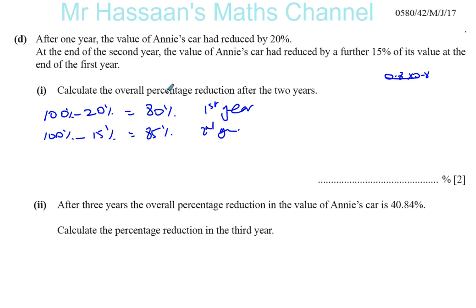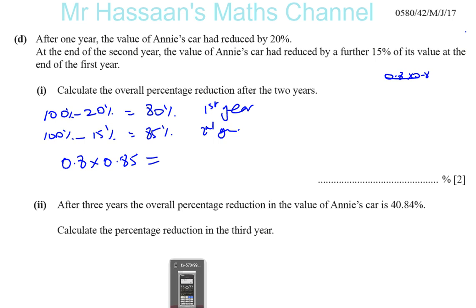But in this case, it reduces by 20% the first year, and then it reduces by another 15%, or by 15% of what it was at the end of the first year, okay, for the second year. So basically what we're going to do is we're going to multiply. Now 80% is like 0.8 and 85% is like 0.85. Okay, so if you multiply those, that will tell you what percentage it is of its original value.